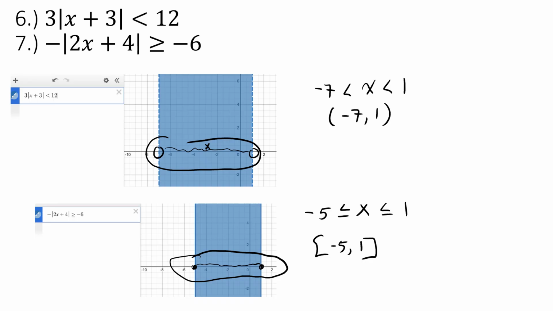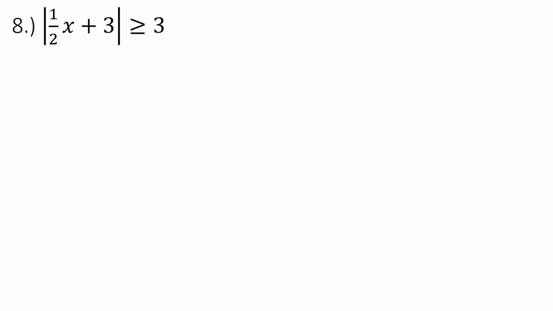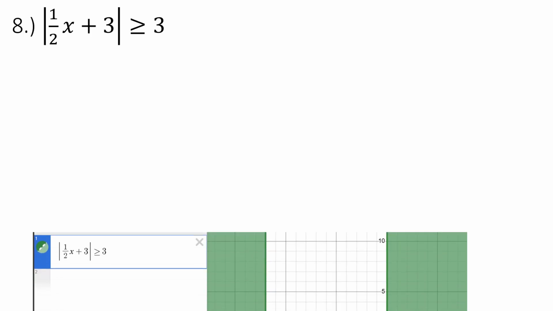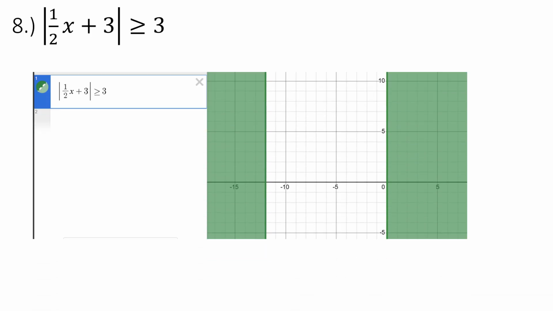Let's see what we got next. Have a greater than, yay. All right. Okay, so here's one that's a greater than, and you can see it's just typed in there. Solid line means it's a closed circle, and we're dealing with the distance is greater than in this one.